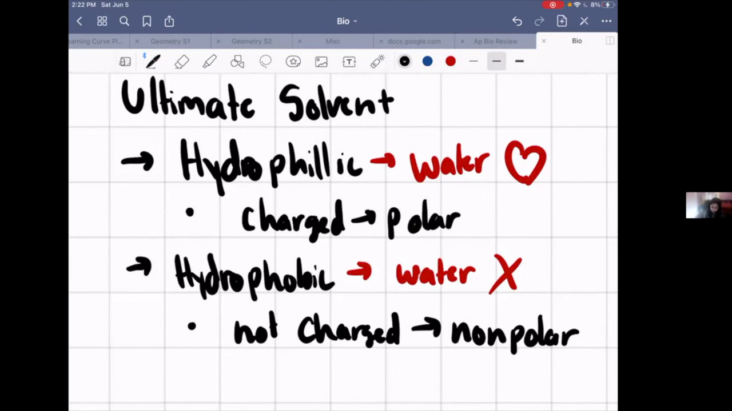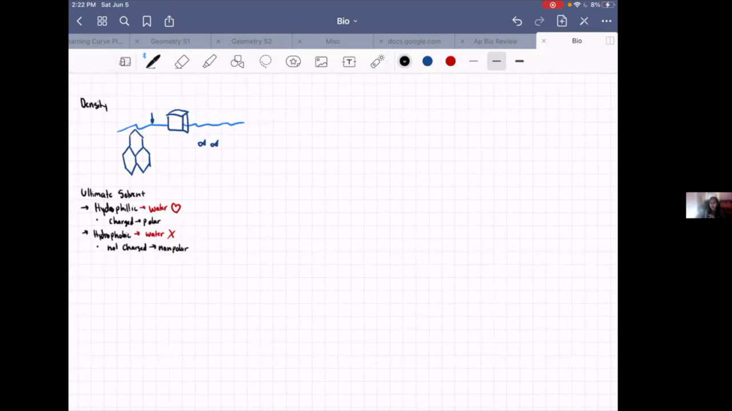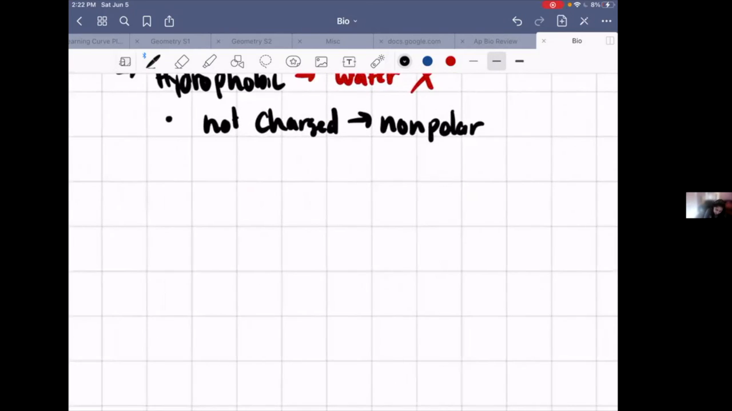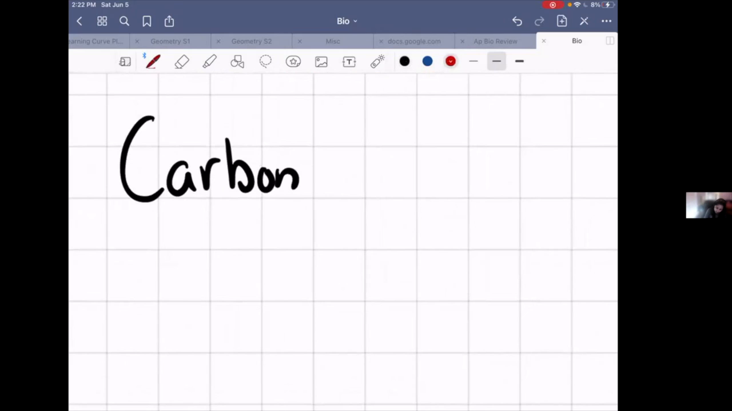So yeah. All right, so now we have everything down for water, and we have to move on to carbon. Okay, so carbon basically looks like this. So let's say we have a carbon, and it can have 4 bonds to any type of atom. And these bonds are extremely strong. They are covalent.